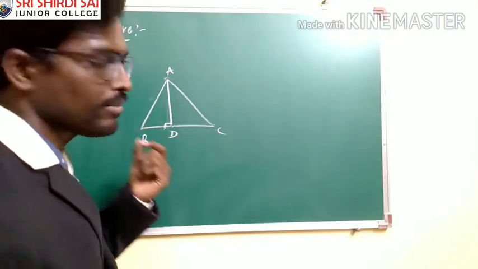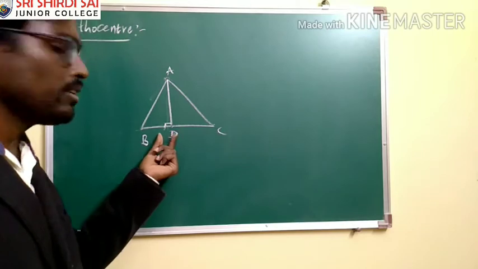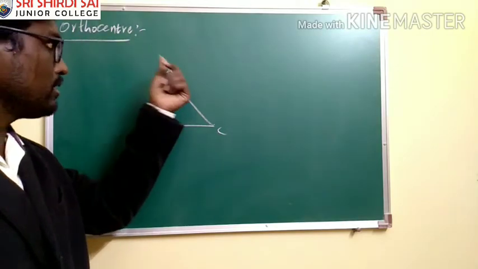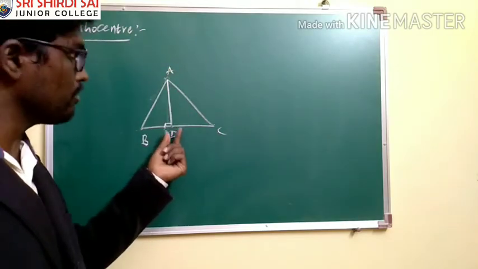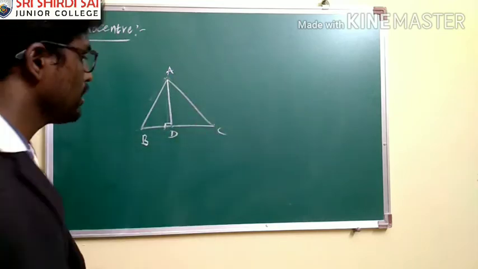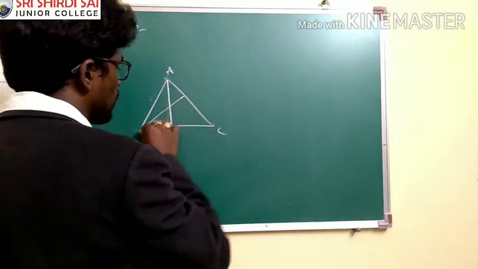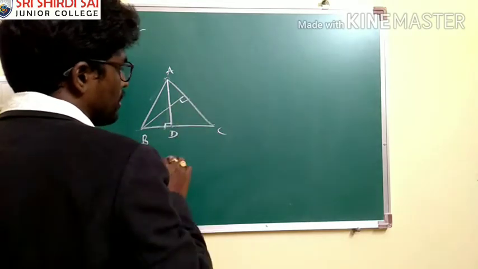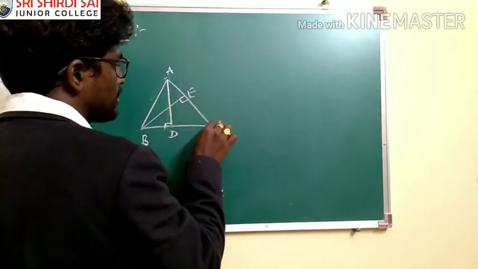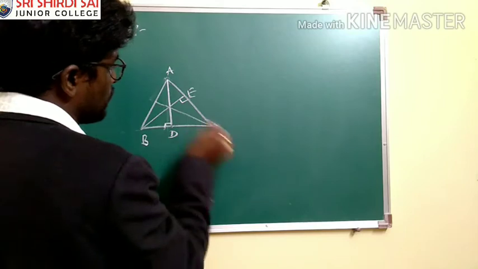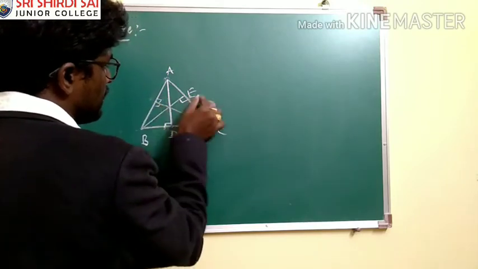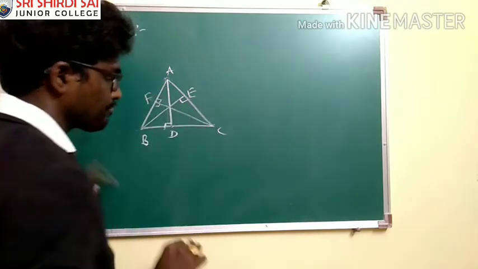D is said to be the foot of the altitude which we have taken from vertex A. What do we call D? D is the foot of the altitude taken from vertex A. Similarly, if you take the altitude from vertex B, let's say its foot is E. And similarly, from vertex C, let's say its foot is F.